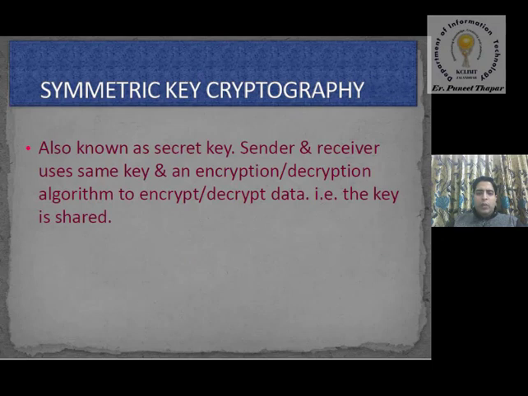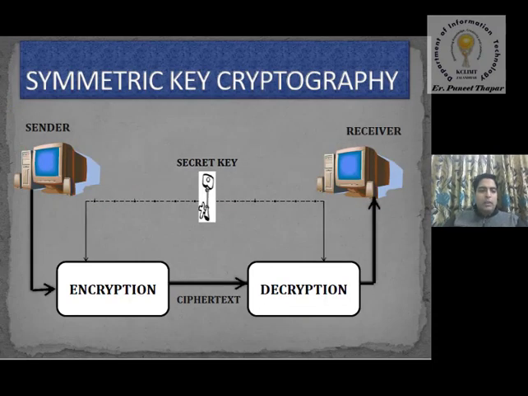In today's topic, we will describe the symmetric key, also known as the secret key. Sender and receiver use the same key, with encryption and decryption algorithms, and the key is shared by both sender and receiver. Using this key, they can encrypt or decrypt. In this simple diagram, the sender sends encrypted data, a secret key is shared by both sender and receiver, and ciphertext is produced. After the decryption phase, the receiver uses the same key. This is the method of symmetric key cryptography.